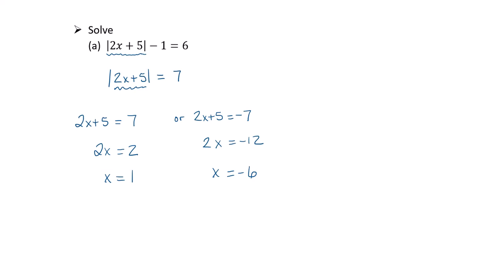All right, you can visually check these. 2 times 1 is 2, plus 5 is 7. Absolute value of 7 is 7, minus 1 is 6. So we know x equals 1 works, and now we can check x equals negative 6. Putting negative 6 into my original equation, I have negative 12 plus 5 is negative 7. Negative 7, absolute value is 7. 7 minus 1 is 6. Both of our solutions are going to work for us.